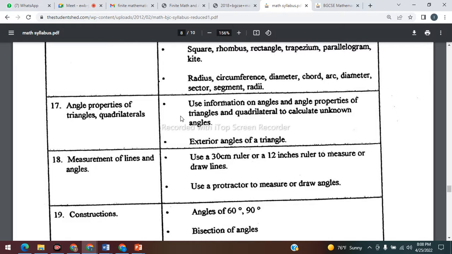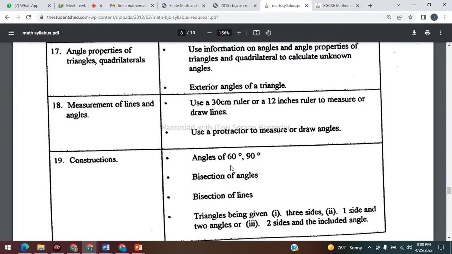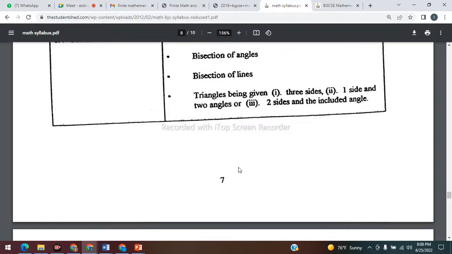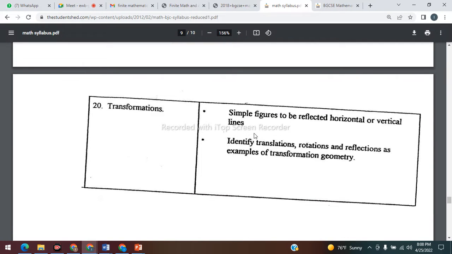Knowing angles at a point equal 360, angles on a straight line, 180. Knowing how to construct 60 degrees, 90 degrees. Knowing how to bisect angles, knowing how to bisect a line. And finally, approximations, and then you're done.